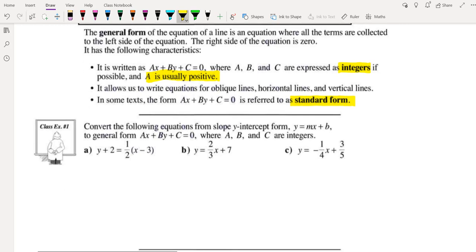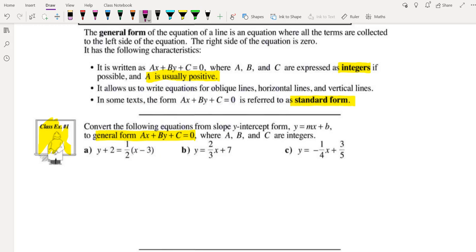So in the first example, we're given equations of a line and asked to convert it to general form. So what we need to do is remove any fractions that may exist and collect all your terms on one side and have it equal to 0. So I'll do A and I'll get you guys to do B and C. Our first step is to remove the fraction.